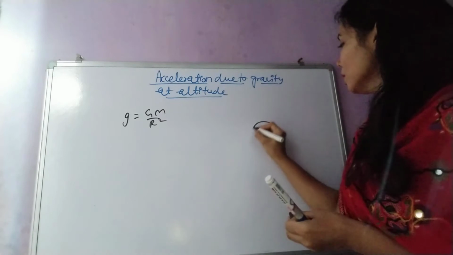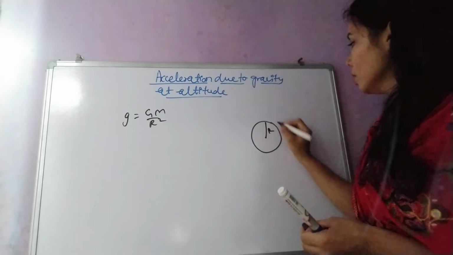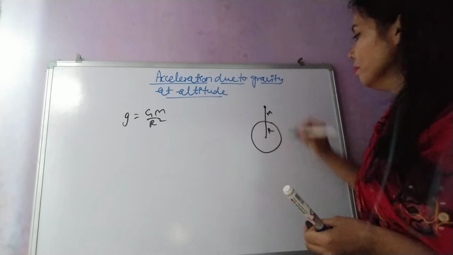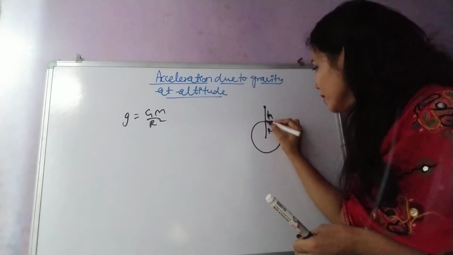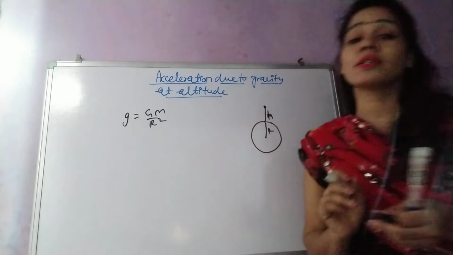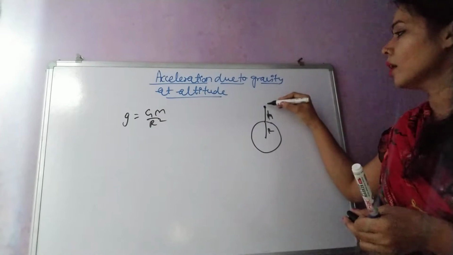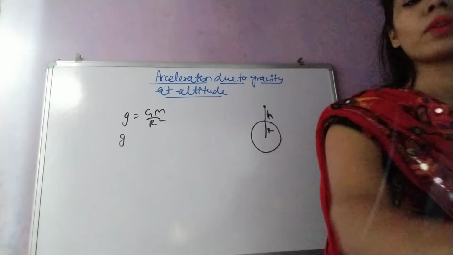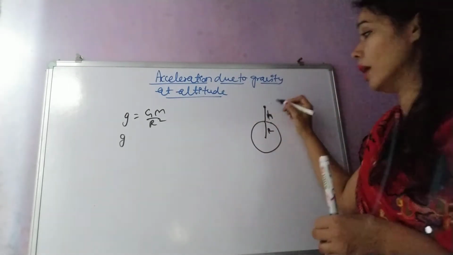Suppose this is our Earth and its radius is R. Suppose any object of mass m is kept at height small h. If the object is kept at Earth's surface, you know the acceleration due to gravity g equals GM upon R square. Now if the object is kept at height, suppose R plus h, then g equals to what? When you are taking the gravitational acceleration at a certain height, what would it be?